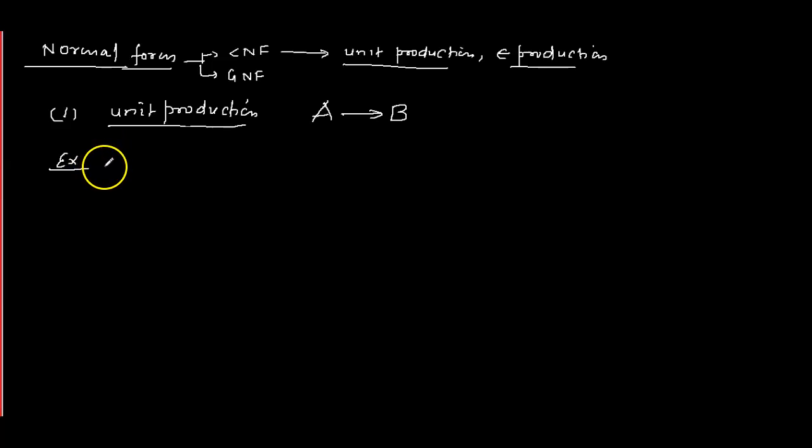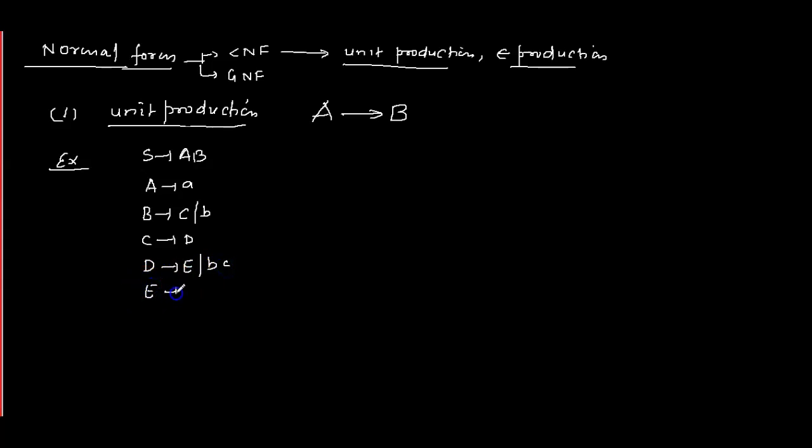The question is given: S derives A and B, A derives small a, B derives C, C derives D, D derives E and BC, and E derives D and AB. This is given. Here the question is to eliminate the unit productions.